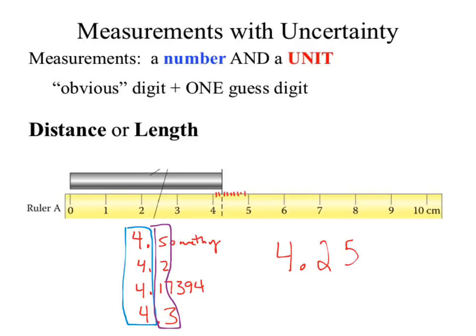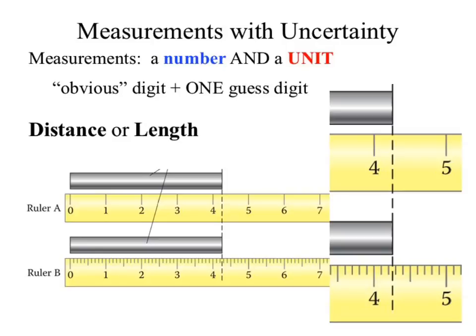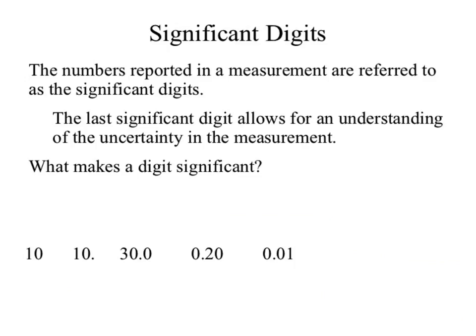The 4 is precise. The 2, well, it's bigger than the second hash mark, so the 2 is exact. But now I'm guessing at the next location. Make sense? What this is doing is giving us a measurement. Once we have the measurement, we need to layer on top of that an extra piece of information. That extra piece of information would be our significant digits. We have to be able to look at that measurement and decide how many of those digits are significant.